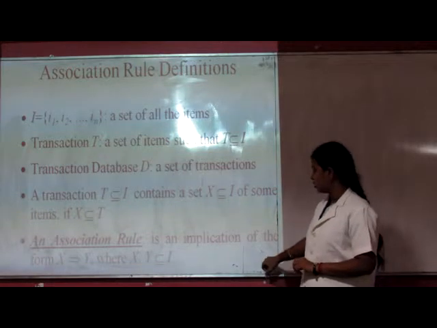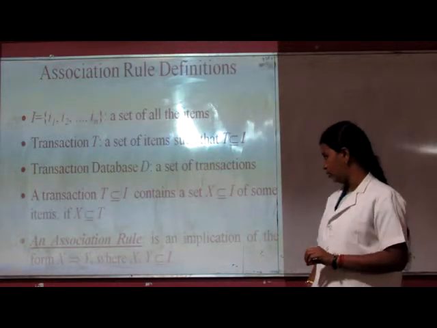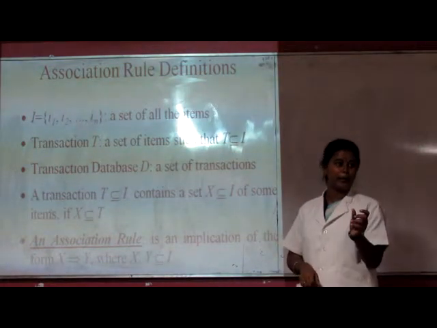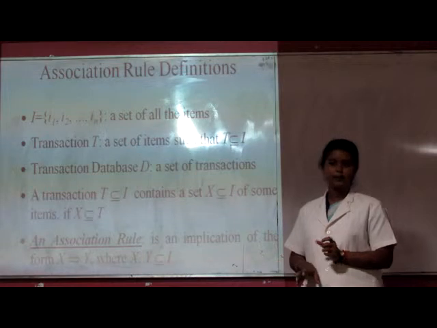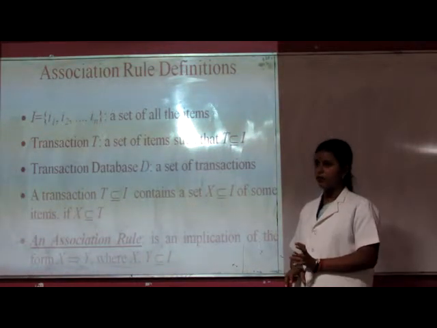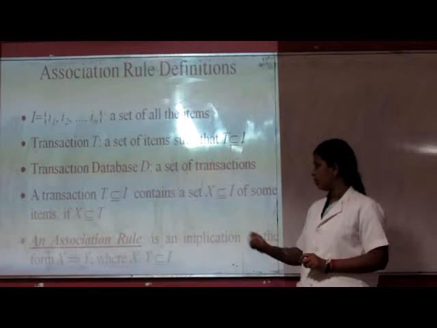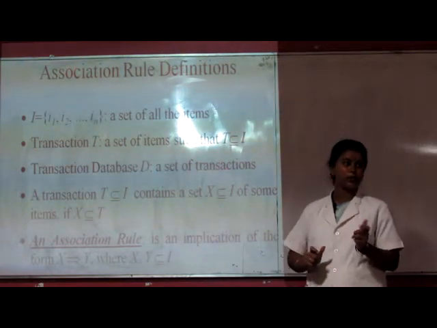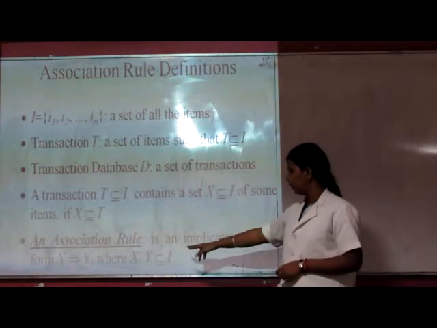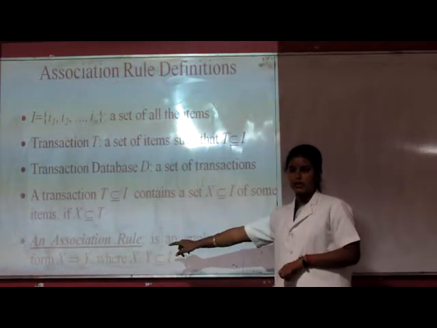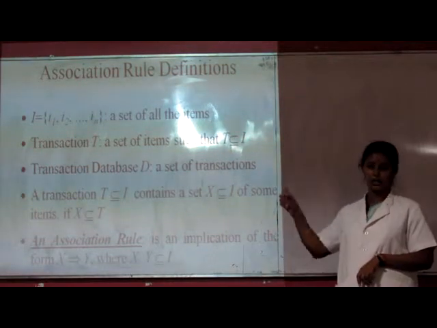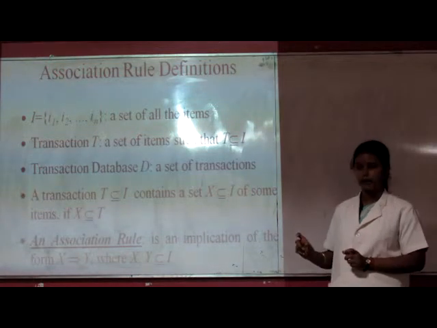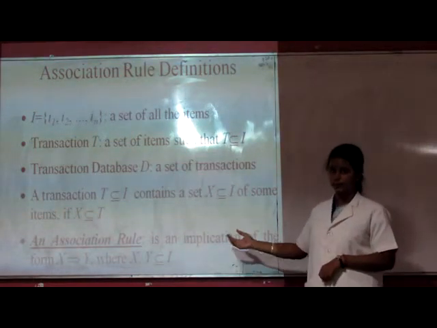The next one: an association rule is an implication of the form X is associated with Y. That is, if I am buying bread, I will buy jam. If I am buying milk, I will buy bread. So like that, if I am purchasing one item, I will move on to another item. What is the association between one item and another item? So X is associated with Y, where X and Y are subsets of I. From the 100 items, I am going to relate one item with another item, or another set of items. That is association.